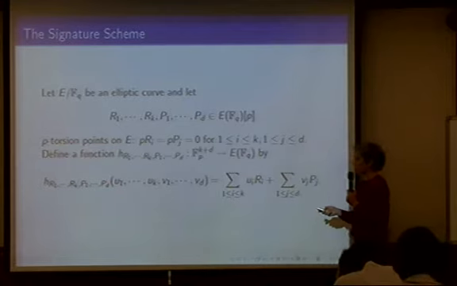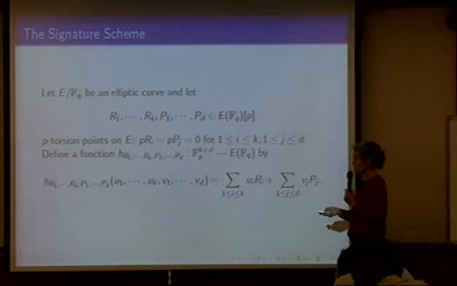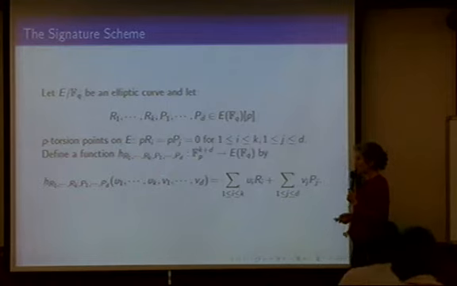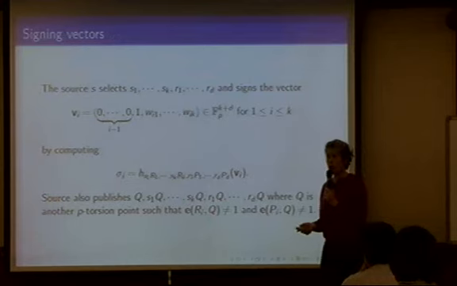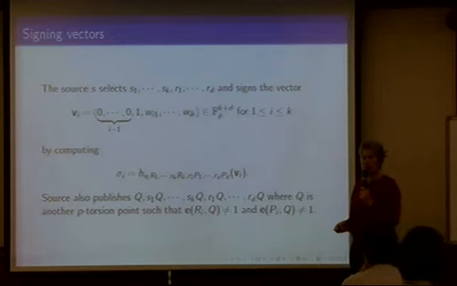Now, this probably isn't the only way to construct such a hash function, but this is the way that we chose. So the next step is to describe how to sign a vector.